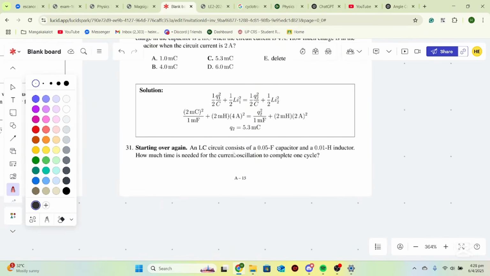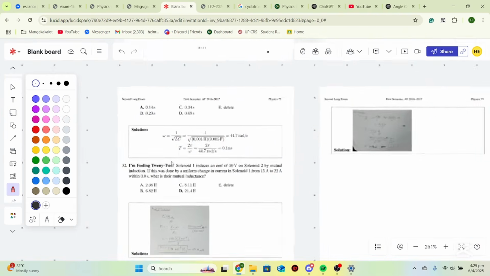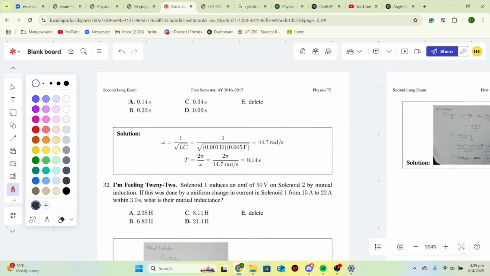An LC circuit consists of 0.05 farad capacitor and 0.01 Henry inductor. How much time is needed for the current oscillation to complete one cycle? So over here, W equals 1 over square root of LC, Henry farad, for 44.7 rad per second. And rad per second is not, most of the time you have to find it in seconds. So the period is equal to 2 pi over W. So it's 2 pi over 44.7, 0.14 seconds.